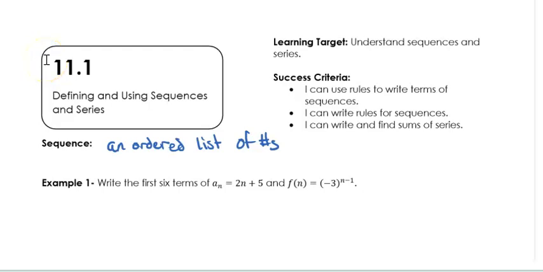The Algebra 2 11.1 video notes. First, we're going to define a sequence. A sequence is an ordered list of numbers.